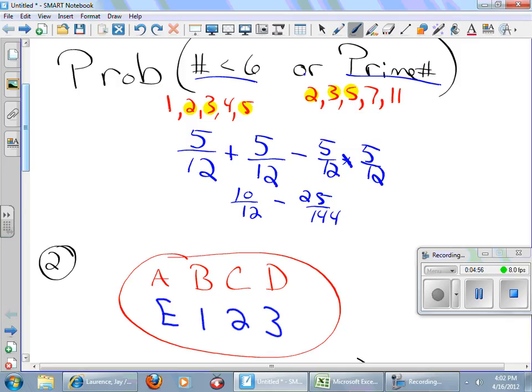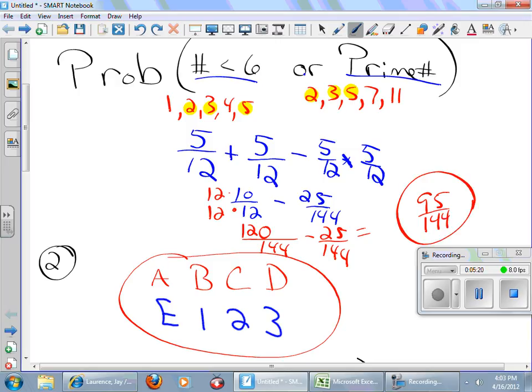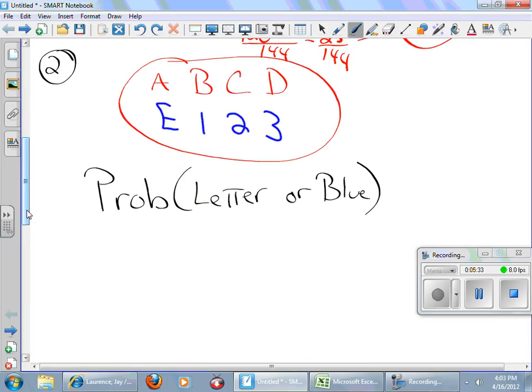Now, if I pay attention to my own work here, I know that I could multiply this by 12 and that by 12, and I'll end up with 120 over 144 minus 25 over 144, which will end up being 95/144. That's the probability of those two events happening. Okay, one of those two events happening. See, I got to subtract off the products, the multiplication problem, because I don't want to count the 2, 3, and 5 twice.